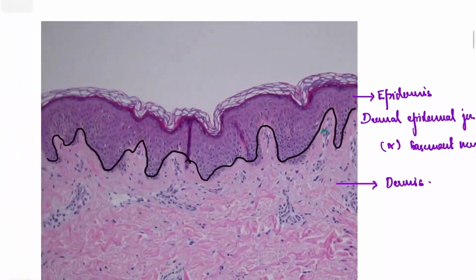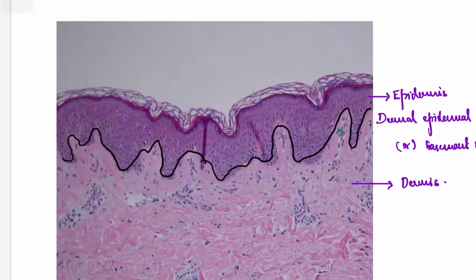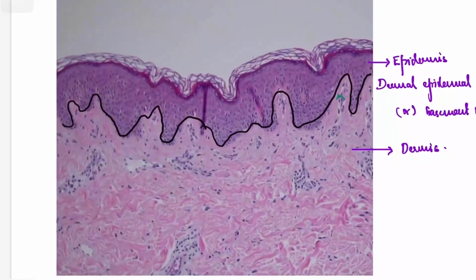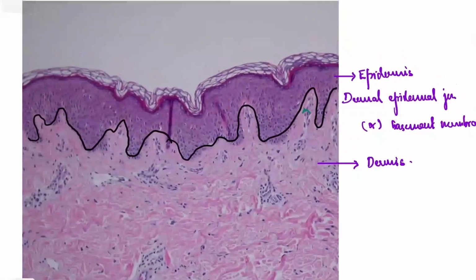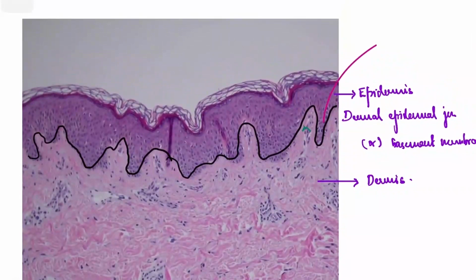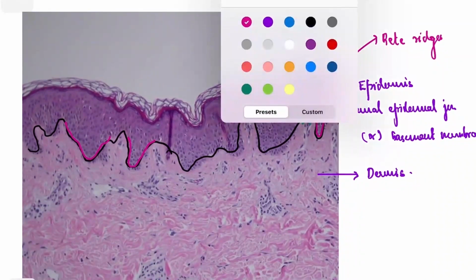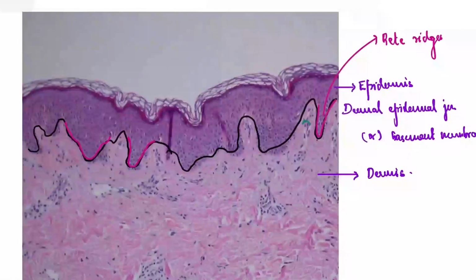As you can see from this picture, you are seeing some downward projections from the epidermis and certain upward projections from the dermis. The downward projections from the epidermis are called the rete ridges. You can see this is a downward projection of the epidermis. This is the downward projection of the epidermis. And you can also see the upward projections of the dermis.